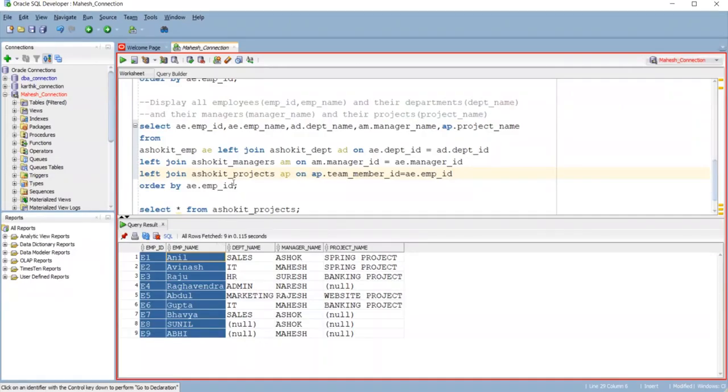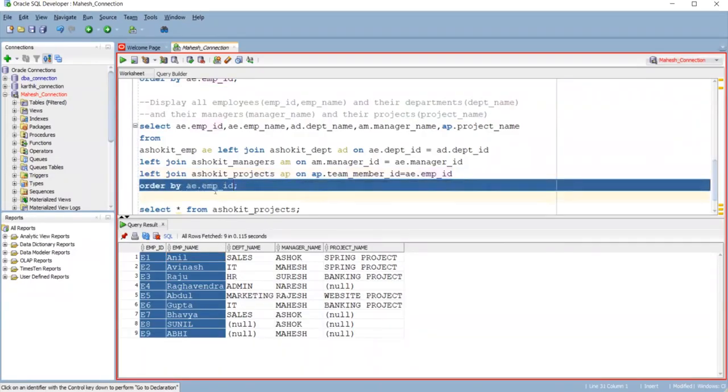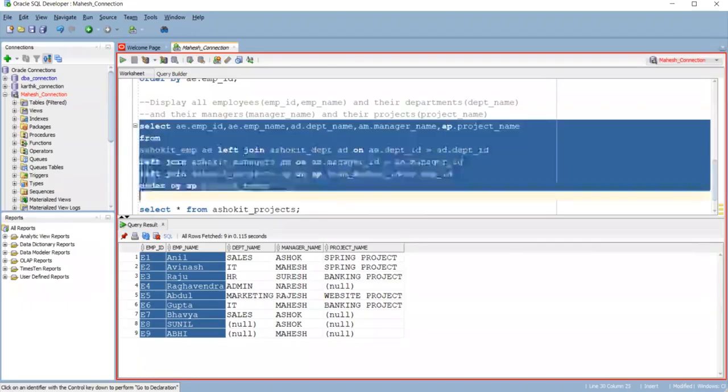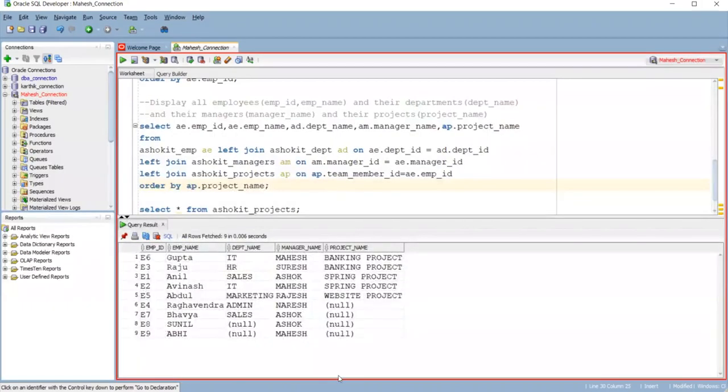Yes. So order by, you can go with what? Order by AP dot project name, sir. Okay, AP dot project name is not null. Oh, sorry, is null. That's fine. So see, sir, now you can easily get it here.